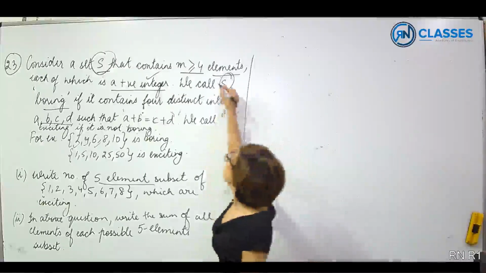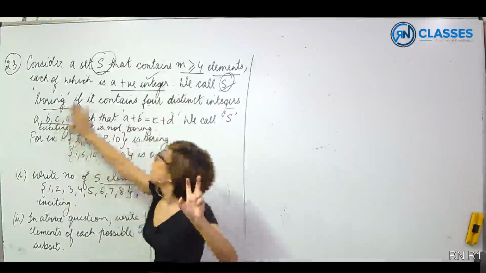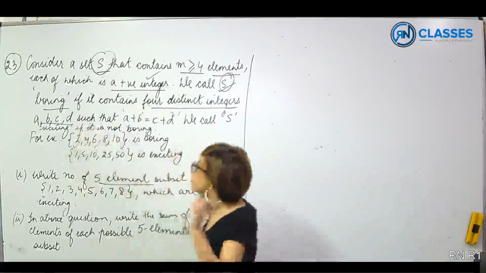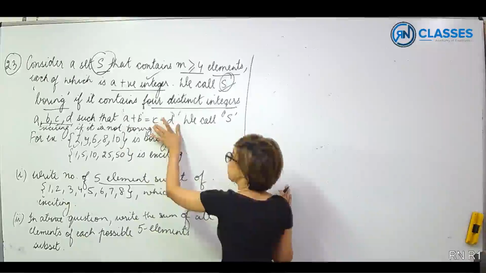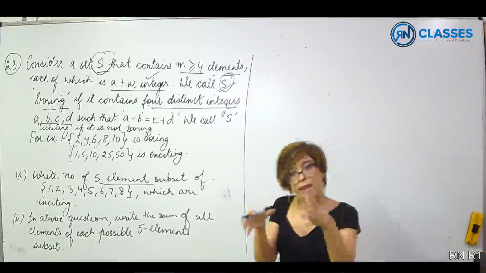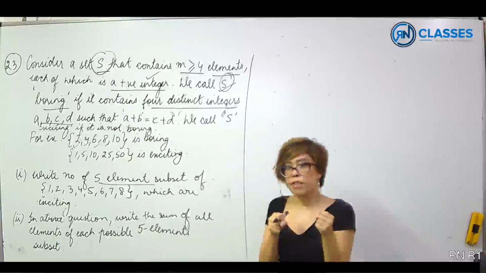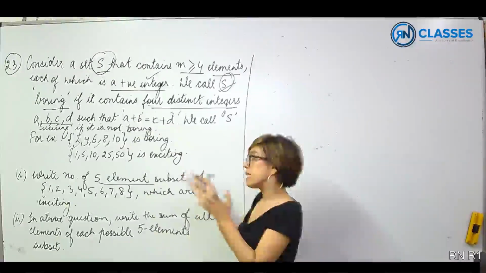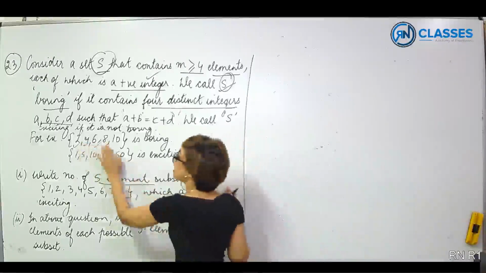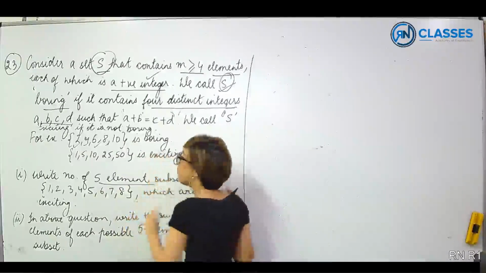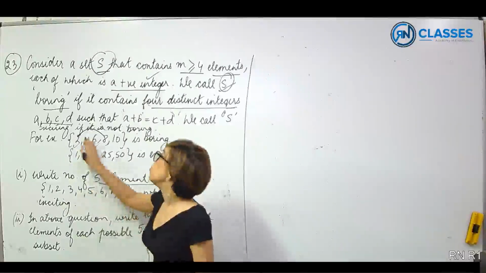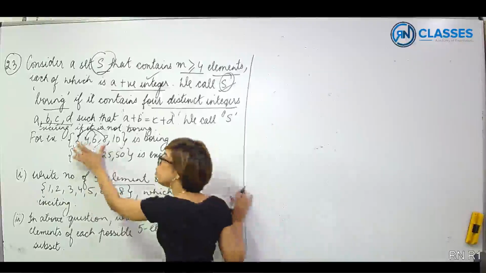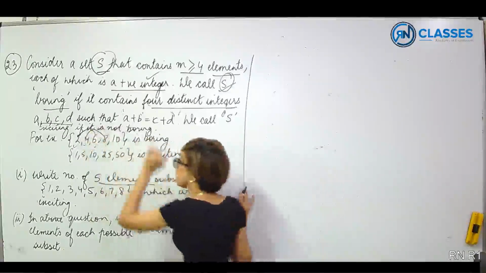Right? Now he says we call S boring if it contains 4 distinct integers A, B, C, D such that A plus B is equal to C plus D. That means we'll call a set boring if I can find out 4 integers out of it such that sum of 2 is equal to sum of other 2. Right? He has given us as an example also 2, 4, 6, 8, 10 is a boring set. Why? Because 2 plus 8 is equal to 4 plus 6. We have found out 4 numbers over here such that sum of 2 is equal to sum of other 2. That is why this set is boring.